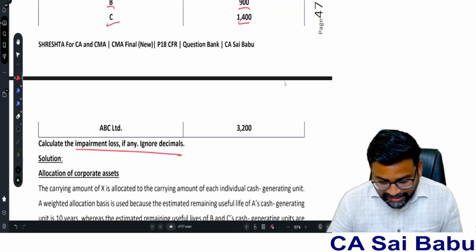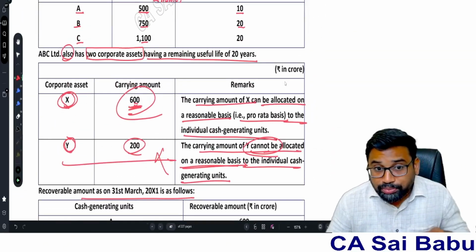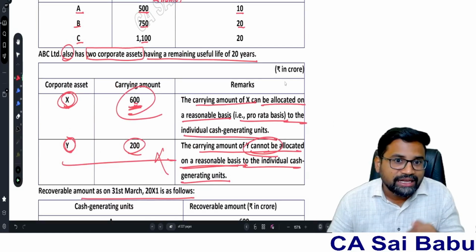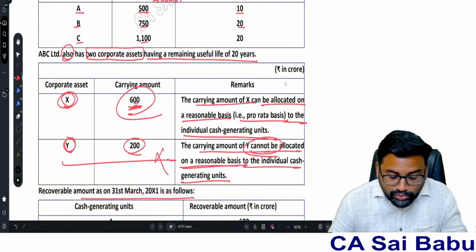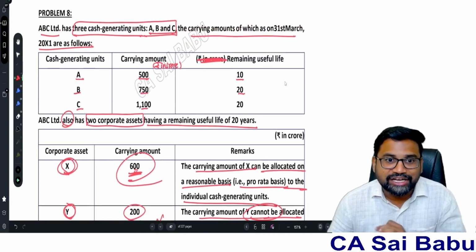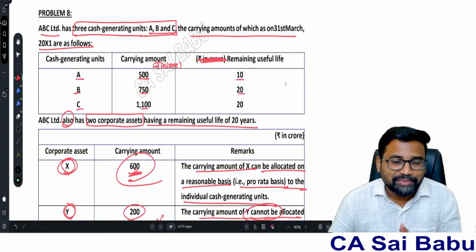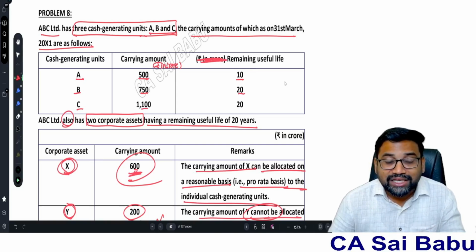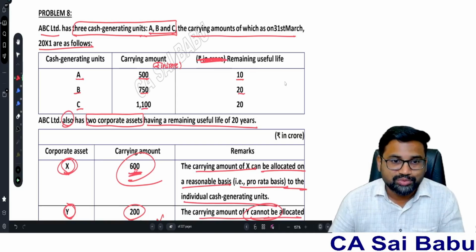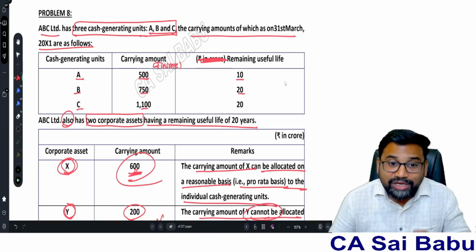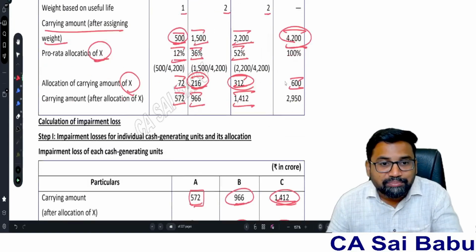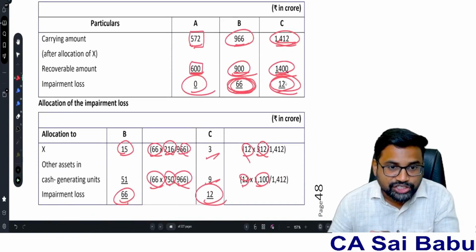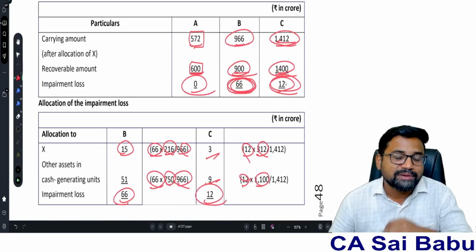So therefore, the idea is corporate asset X alone, independently, it is not possible to test for impairment. But now we have allocated this X between the cash generating units and we tested for impairment. That is called testing of impairment of an asset in CGU. So alone it may not be possible, but as a group it is possible. Now once you know the impairment loss of the group CGU, then this impairment loss will be allocated.